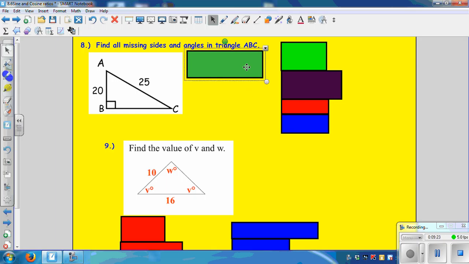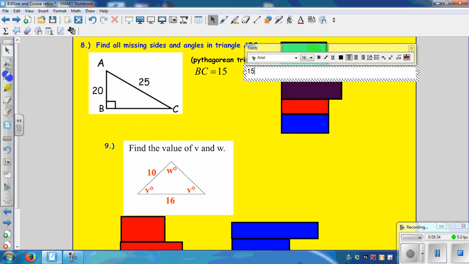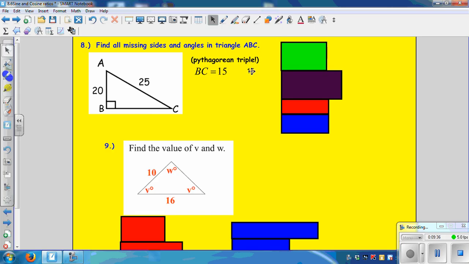Solution. This is a Pythagorean triple. It's based on a 3, 4, 5 idea, so this is a 15. You could also follow that with the Pythagorean theorem if you'd like. So now you're given all three sides. So you can go about finding angle A and angle C using sine, cosine, or tangent inverse.